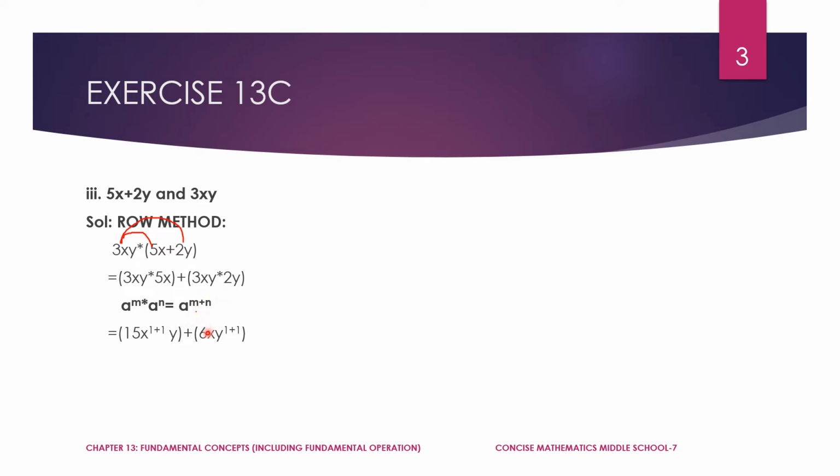3 2s are 6. X is there, just only x is there. We don't have any x variable, so place x, y into y. That is y to the power of 1 plus 1. Bases are equal. Powers must be added. Right? Now in the next step, 15x square y plus 6xy square. This is the answer.